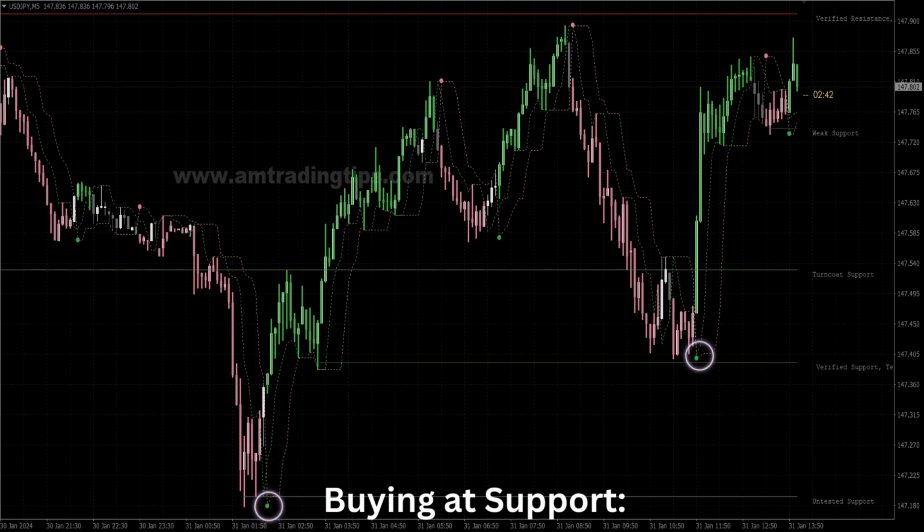Buying at support. Similarly, when the price is at or bounces back from a support level, and the indicator provides a buy signal, it's a good opportunity to buy. Place your stop loss at the recent lowest point and target your profit at the risk-to-reward ratio 1:1.